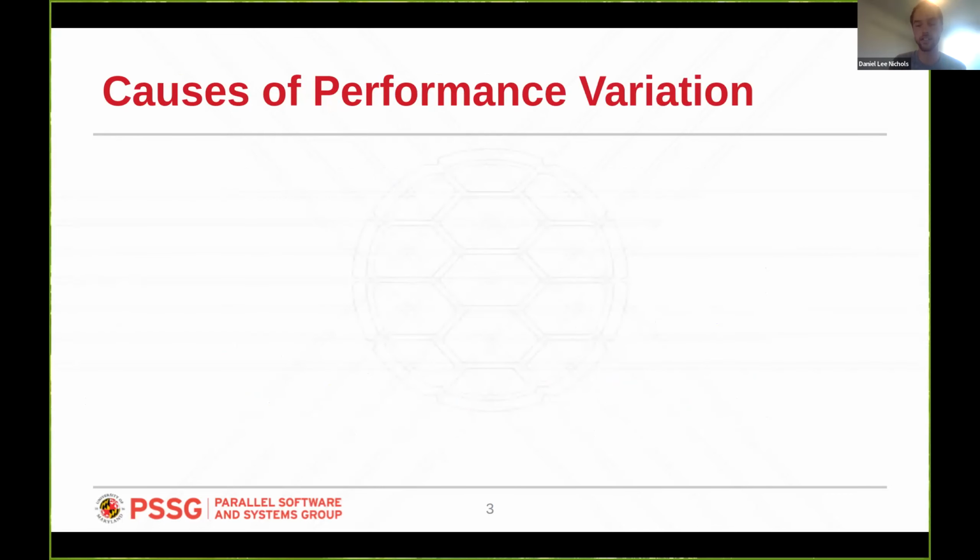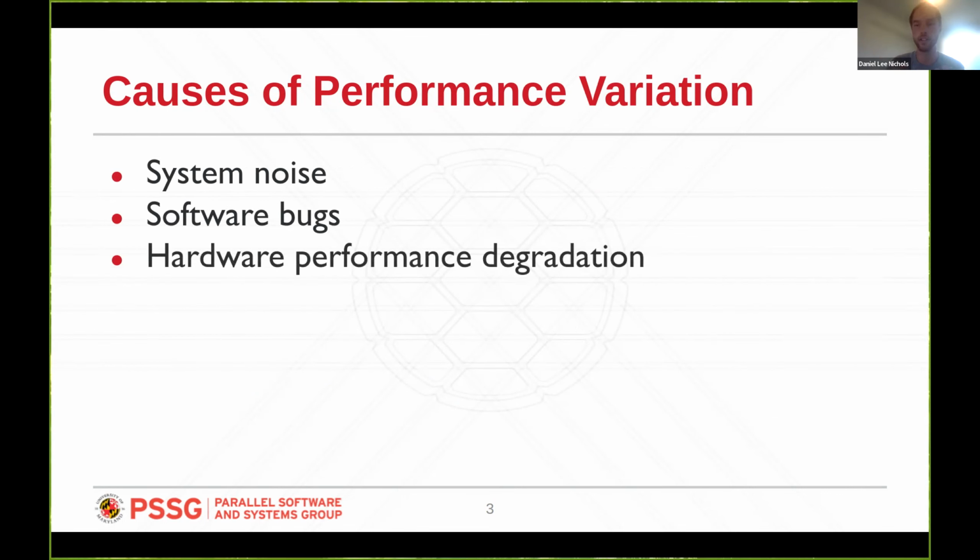Some of the causes of this are, one, system noise from the operating system or anything else running on that compute node at the same time. It can come from software bugs or concurrency issues. It can also come from hardware performance degradation, so when different nodes go down, or if the file system goes down, that can cause slowdowns that might not exist in different runs. But largely, the primary source of performance variation is shared resource contention.